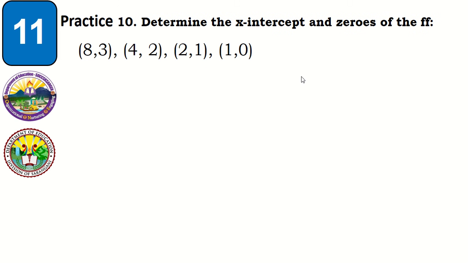How about number 10? We have 3, 4, 2, 2, 1, 1, 0. Where is 0? This is 0. What is the x-coordinate? That is 1. The abscissa is 1. Therefore, the x-intercept is 1 and the 0 is 1.